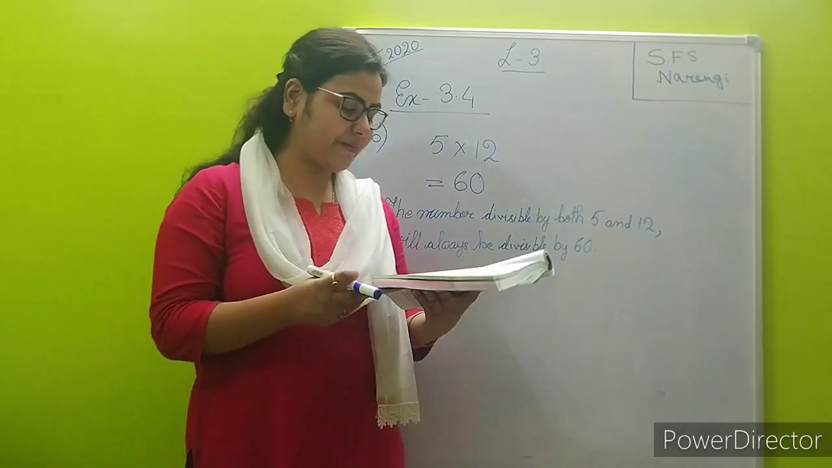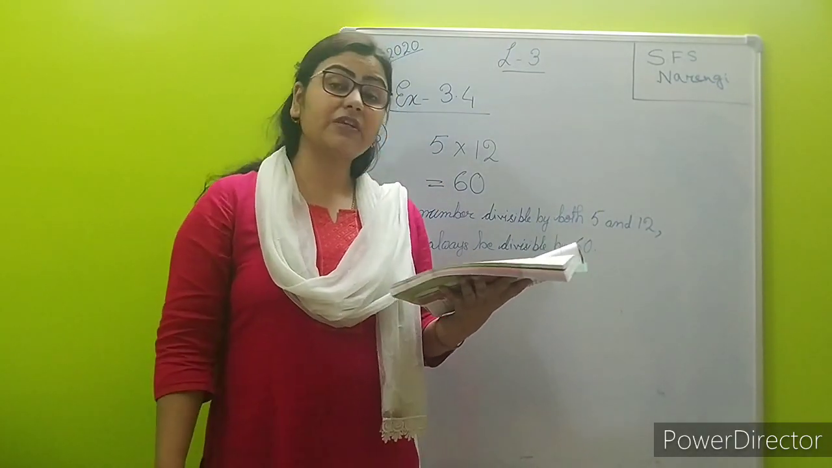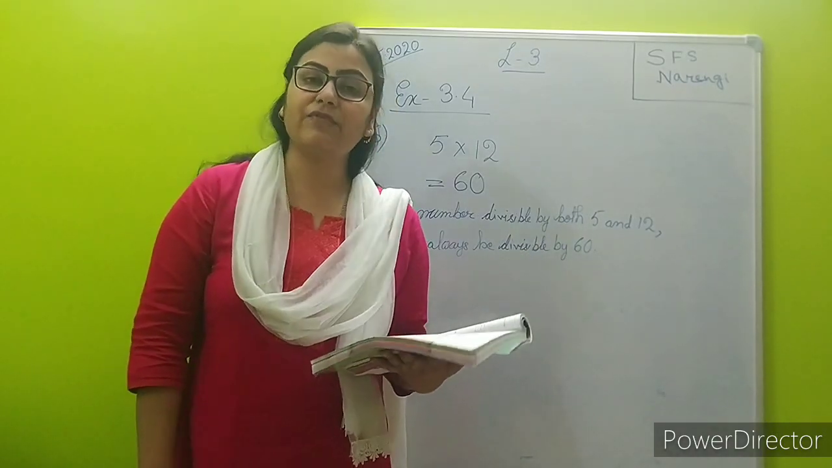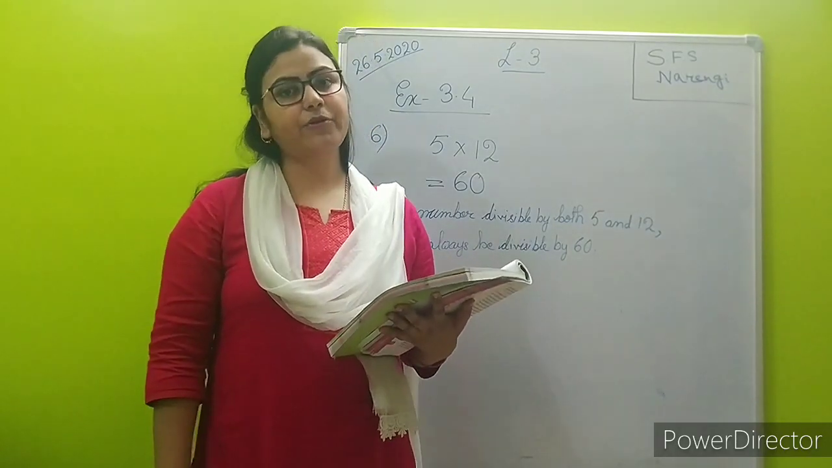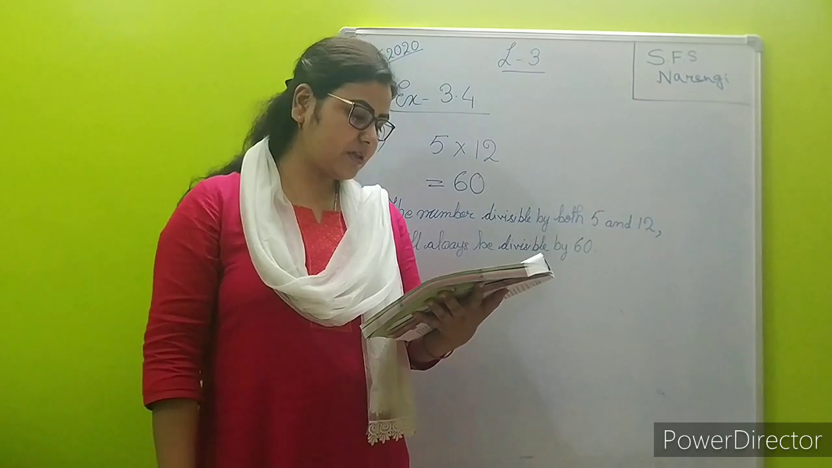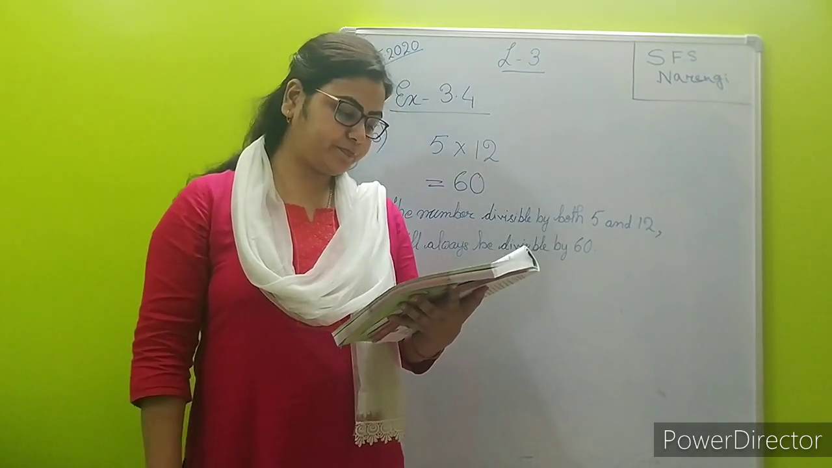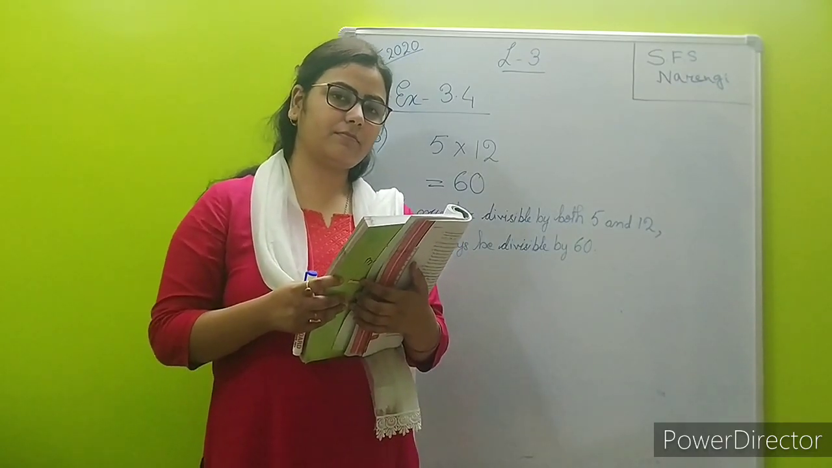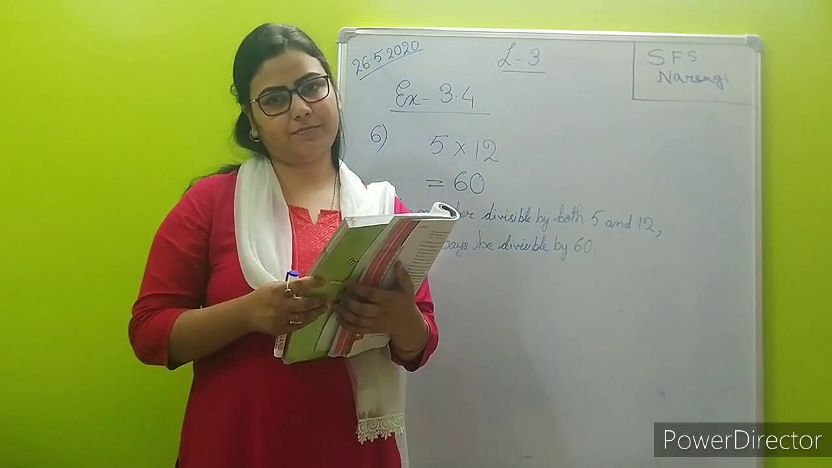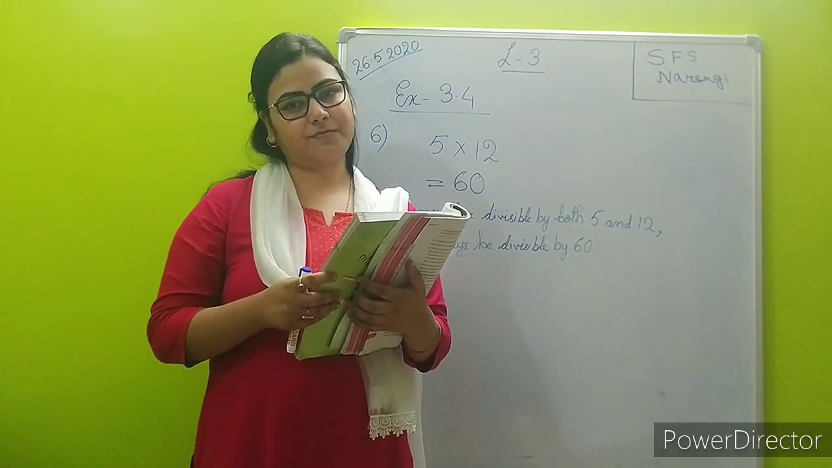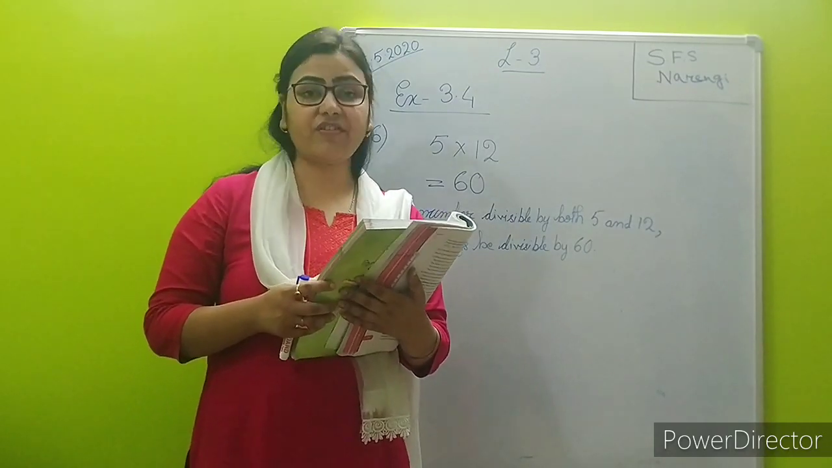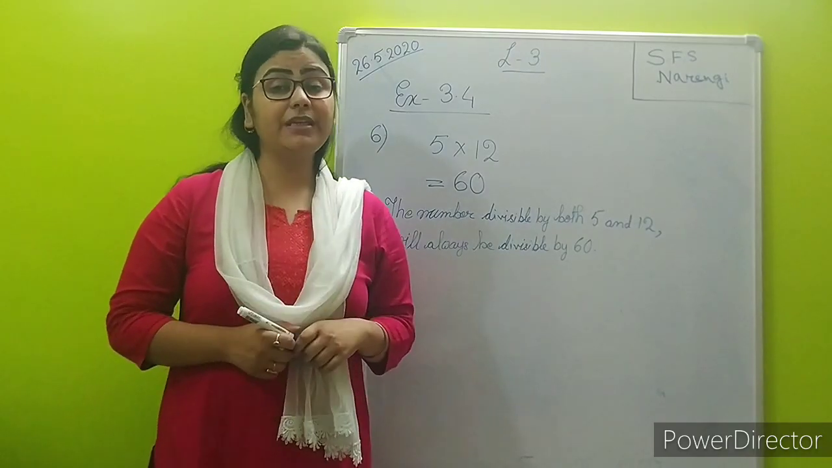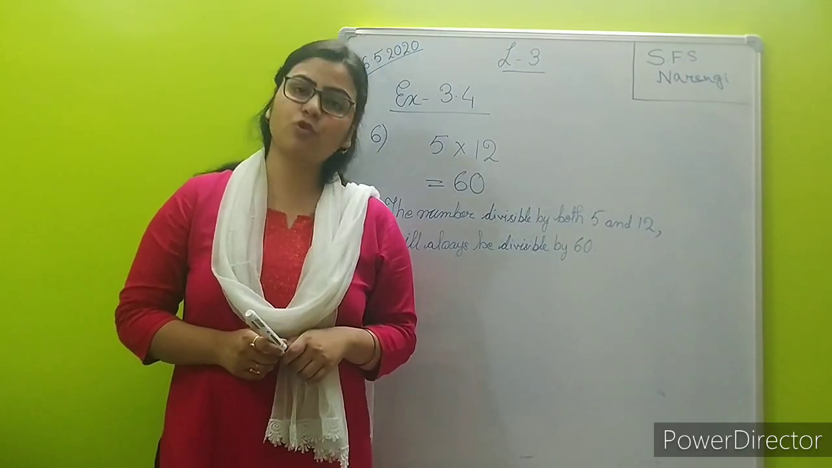Now let's come to number 7. What is number 7? A number is divisible by 12. By what other numbers will that number be divisible? Can anyone think of the answer? Now, if any number is divisible by 12, then that number will be divisible by all the factors of 12.